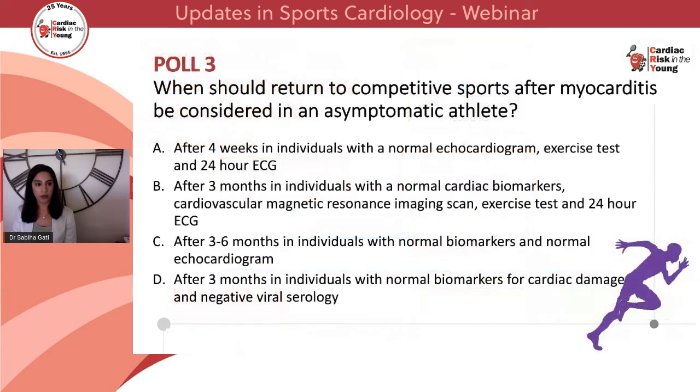So going on to my third and final poll, when should return to competitive sports after myocarditis be considered in an asymptomatic athlete? Is it A, after 4 weeks in individuals with a normal echo, exercise test, and a 24-hour ECG? Is it B, after 3 months in individuals with normal cardiac biomarkers, CMR, exercise test, and a 24-hour Holter ECG? Is it C, after 3 to 6 months in individuals with normal biomarkers and a normal echo? Or is it D, after 3 months in individuals with normal biomarkers for cardiac damage and negative viral serology? Please cast your votes.